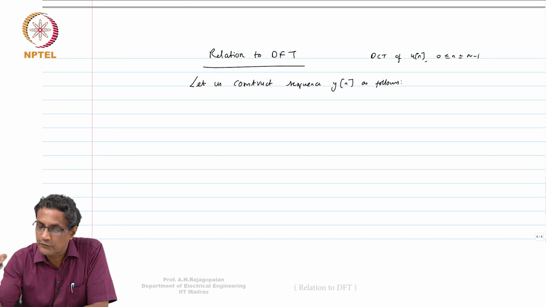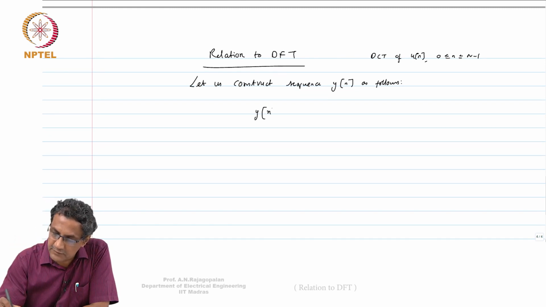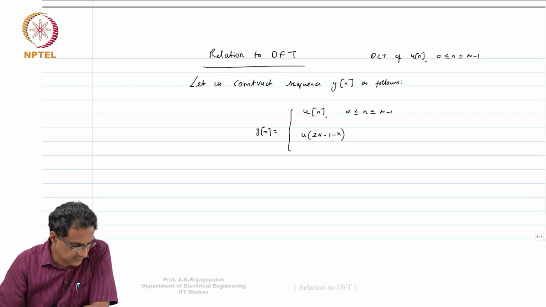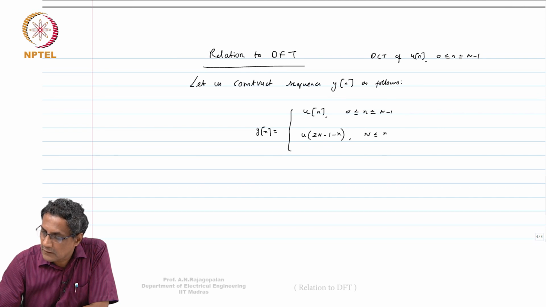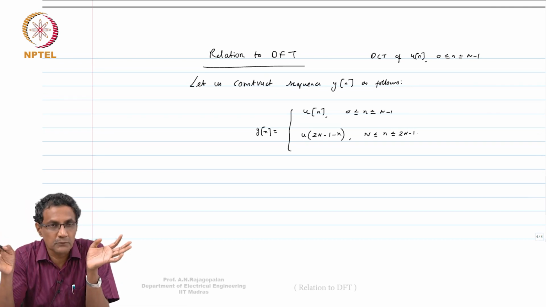And we want to show that this is somehow related to the DFT of this sequence extended in some manner. So we construct y[n] to be equal to u[n] for 0 less than or equal to n less than or equal to N minus 1, and then it will be u[2N minus 1 minus n], so that's that symmetric extension, for n greater than or equal to N and less than or equal to 2N minus 1. So you have extended the sequence such that it has a length 2N now.